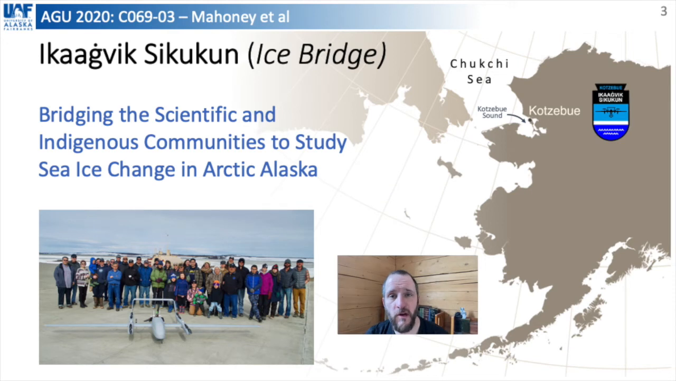Iqaluit-Sikukun is Inupiaq for ice bridges, and it is the name identified by Kotzebue residents for a research project that aims to bridge the scientific and indigenous communities to study sea ice change in Arctic Alaska. Despite rapid sea ice loss in the Chukchi Sea in recent decades, the importance of Kotzebue Sound as a habitat for ice-associated marine mammals, and the fact that Kotzebue is the second largest Alaska community north of the Arctic Circle, sea ice in Kotzebue Sound has received little attention from the scientific community to date.